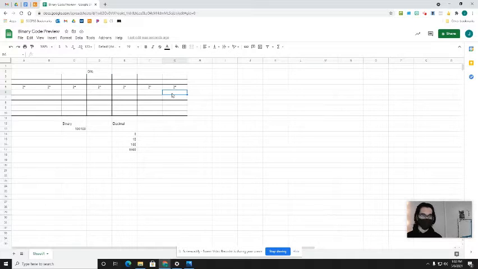So 2 to the 0th power is 1. 2 to the 1st power is 2 times 1, which is 2. 2 to the 2nd power is 2 times 2, that's 4. 2 to the 3rd power is 2 times 2 times 2, which becomes 8. We notice that we're just multiplying each number by 2. 8 times 2 is 16, times 2 is 32, times 2 is 64. So we keep this in mind as we are converting binary numbers to decimal numbers.